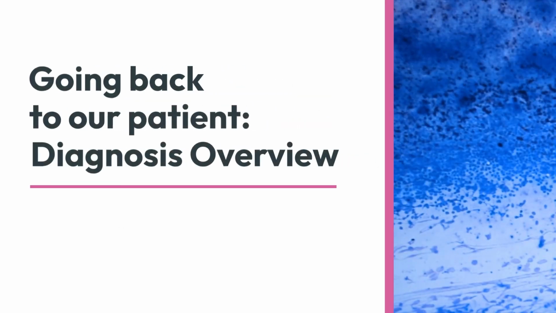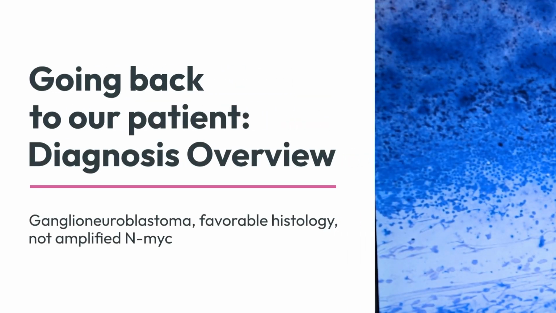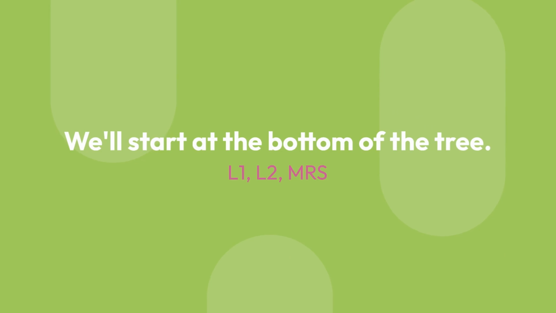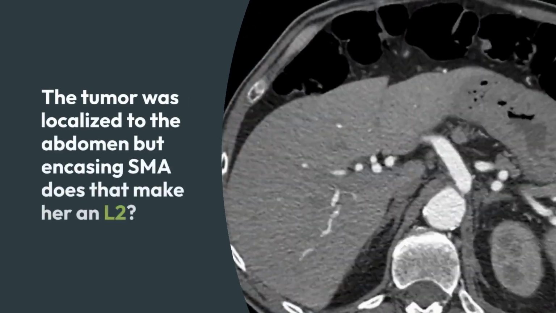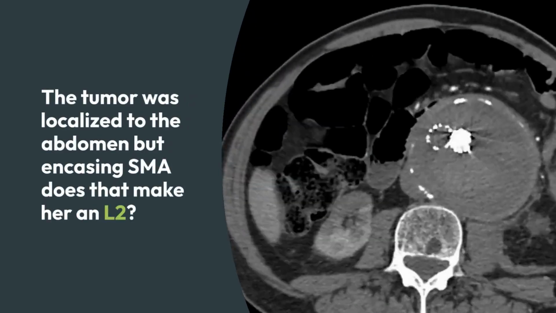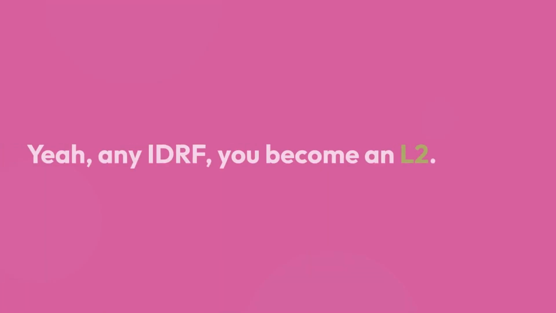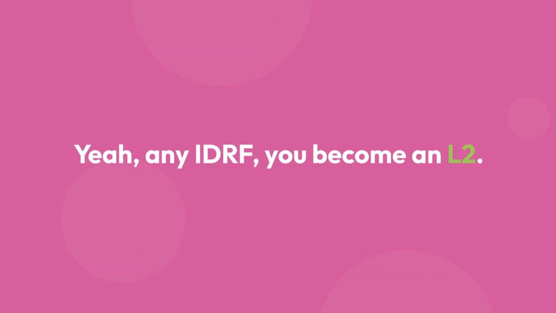Let's go back to our patient. The biopsy came back ganglioneuroblastoma, favorable histology, not amplified MYCN. We'll start at the bottom of the tree. L1, L2, M, MS. The tumor was localized to the abdomen, but encasing the SMA. Does that make her an L2? Yes. Any IDRF, you become an L2.